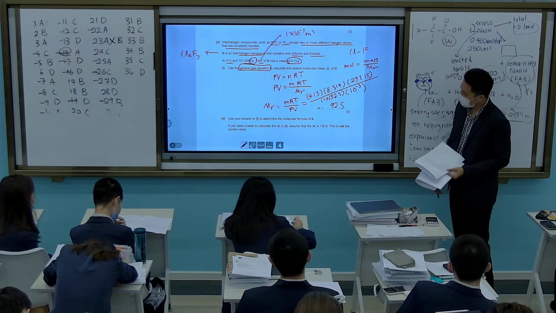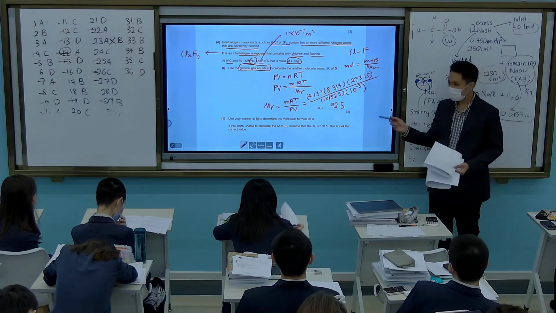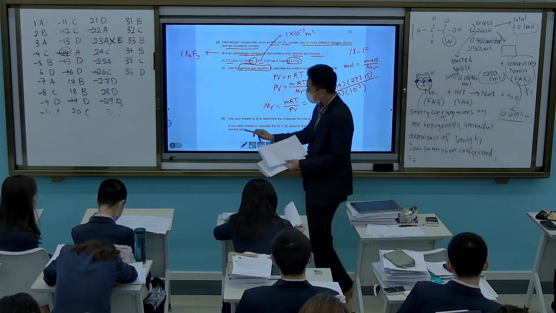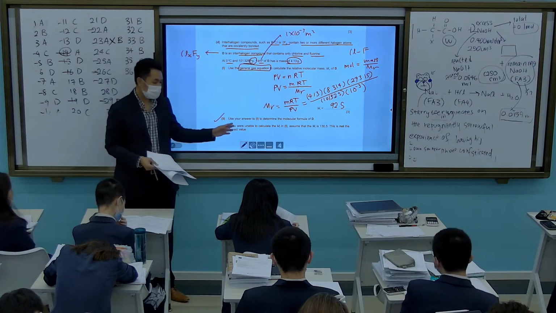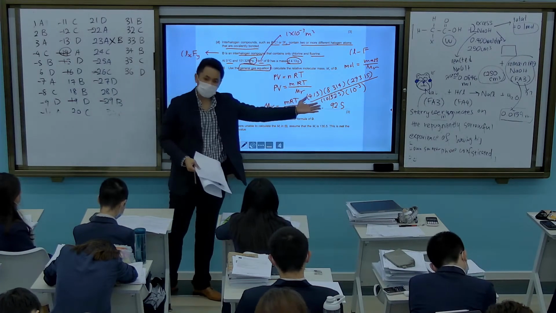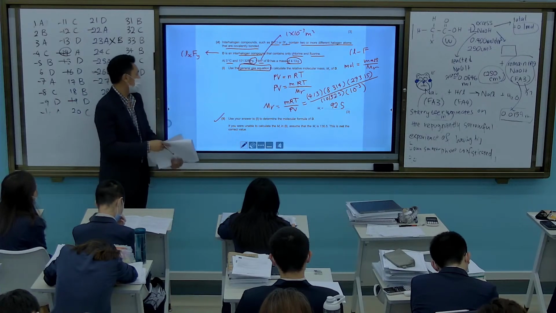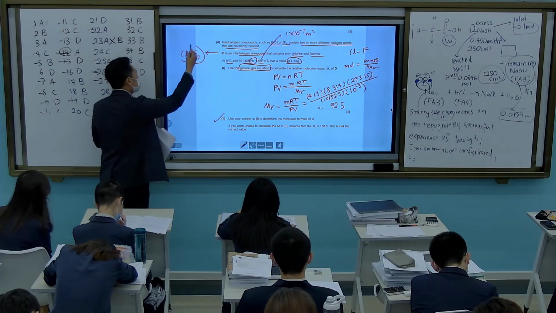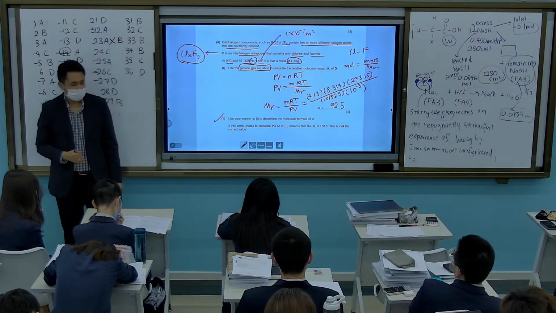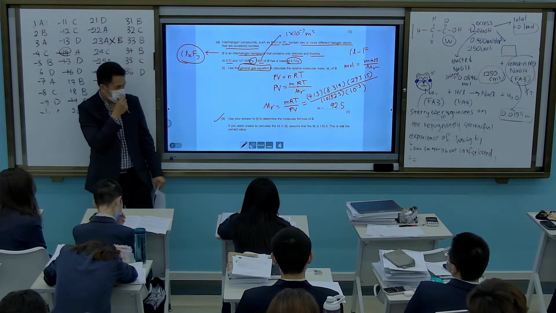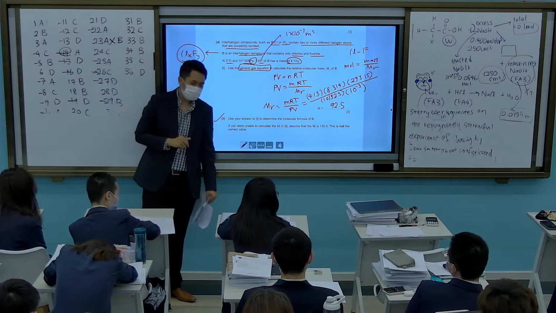Have you guys done part 2 already? Yes or no? Okay, so can you please try to do part 2 now? Find for me what is the formula. This is a guess and check because we know the Mr already. So please look at the formula, and they also give you the clue: only chlorine and fluorine. Say again?